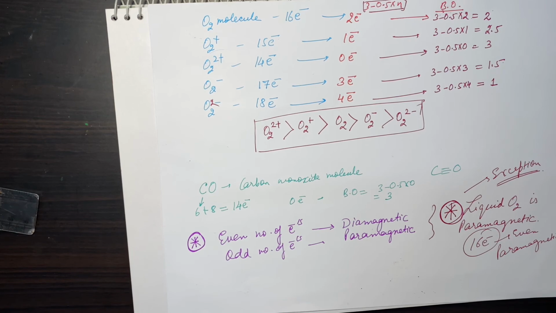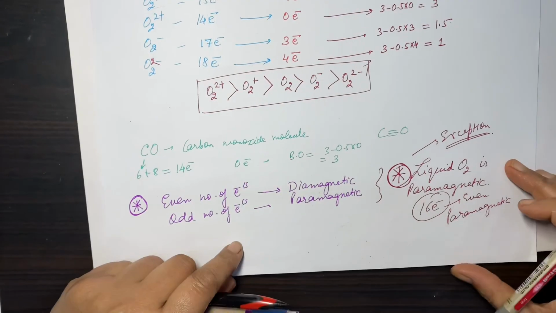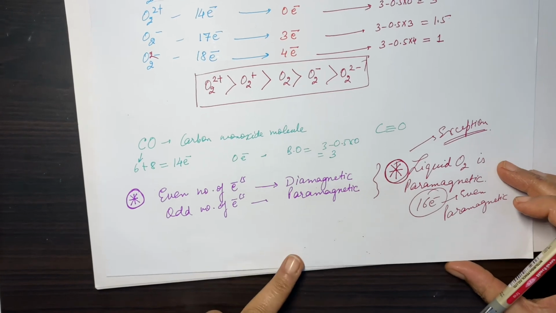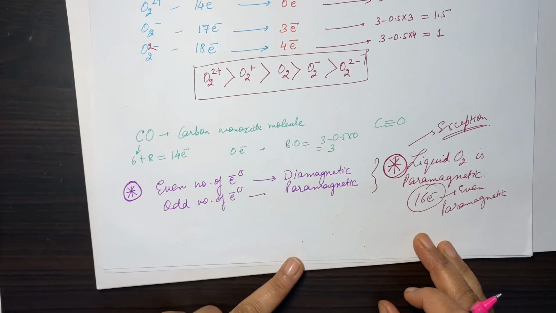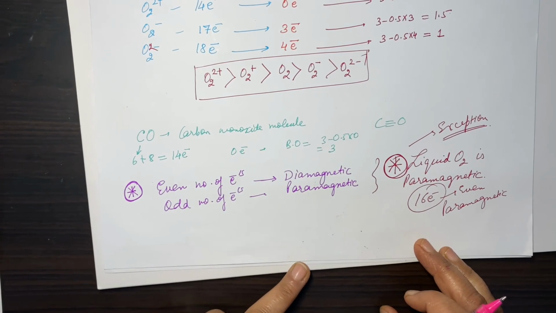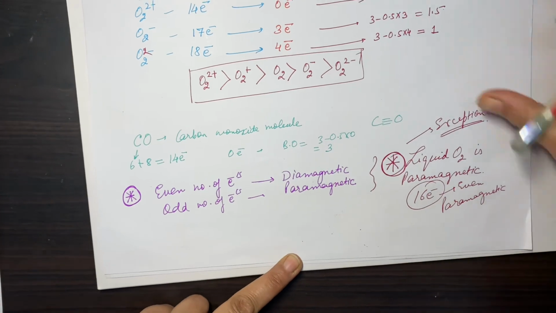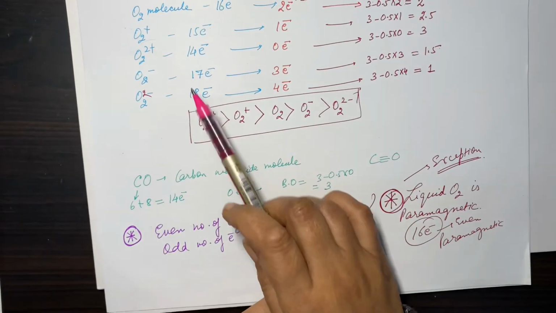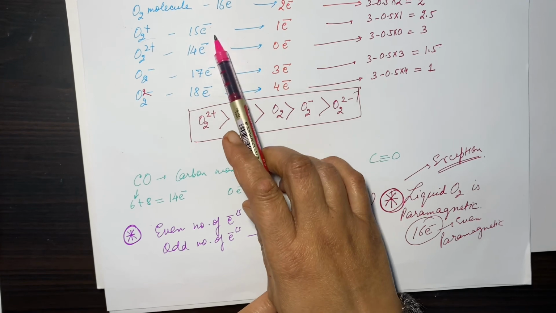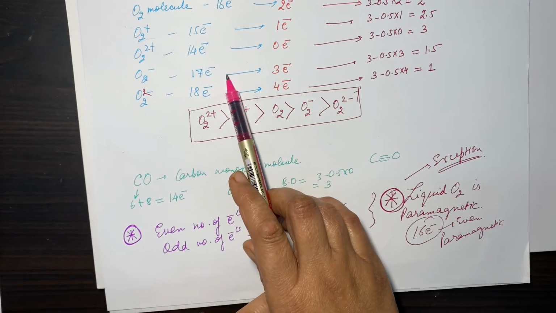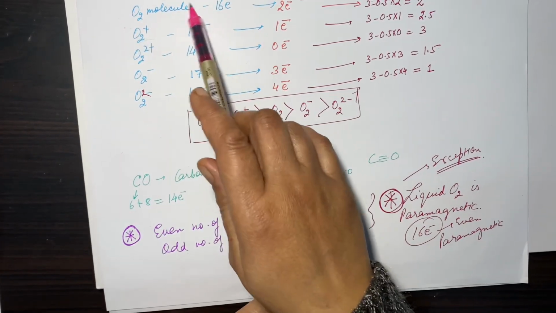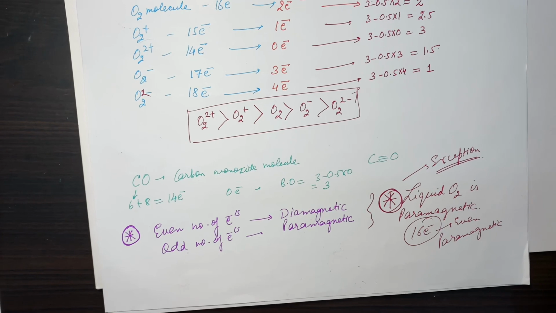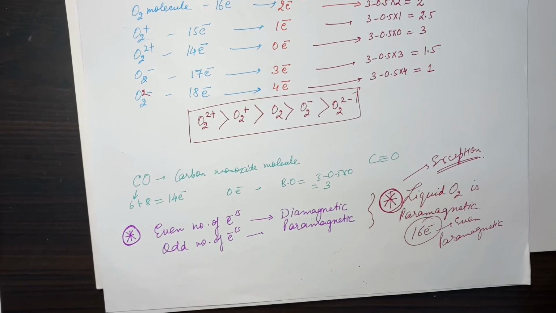Now we are going to solve a few examples. You just see. So this is our exception, and just by seeing it, we can write down the magnetic behavior. So in this case, O2 positive will be 15 electrons, meaning para, 14 dia, 17 para, 18 dia. So just by seeing it, only the exception is for the oxygen molecule, that is it has 16 electrons, an even number of electrons, but still it is paramagnetic.